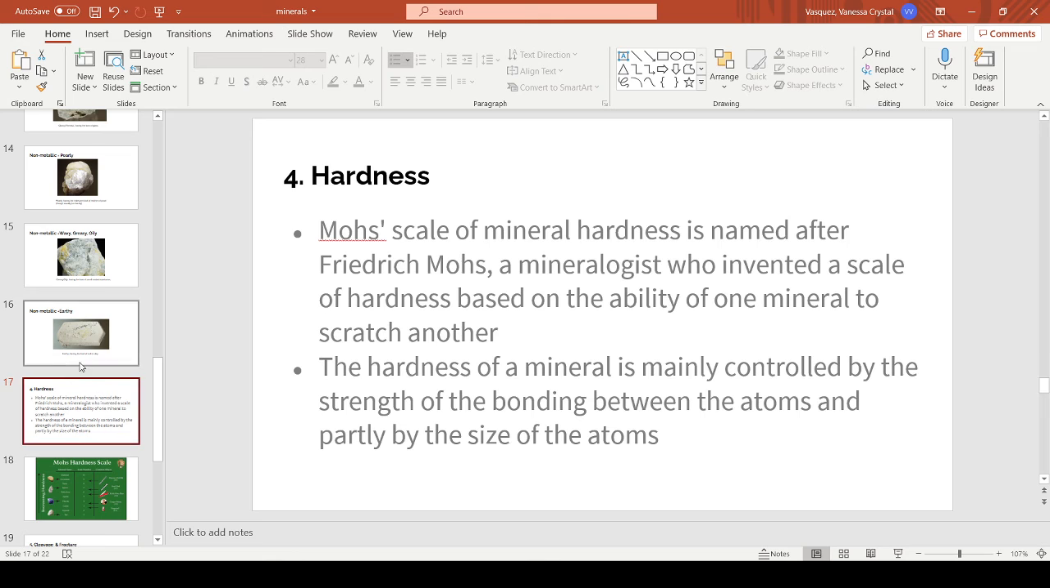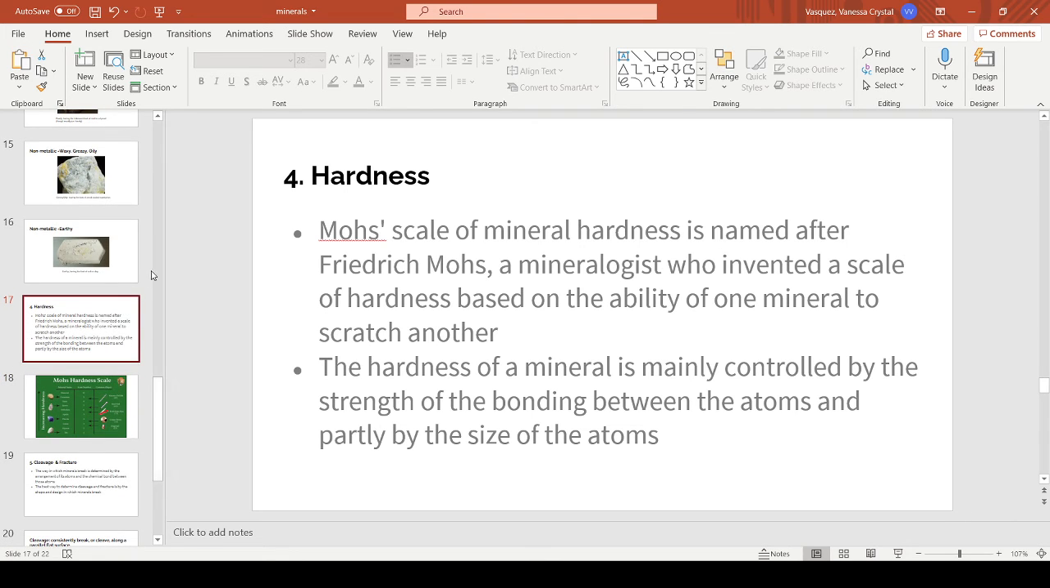And so the fourth way to identify a mineral is by hardness. You can use the Mohs scale of mineral hardness. This is named after Frederick Mohs, a mineralogist who invented a scale of hardness based on the ability of one mineral to scratch another. The hardness of a mineral is mainly controlled by the strength of the bonding between the atoms and partly by the size of the atoms.